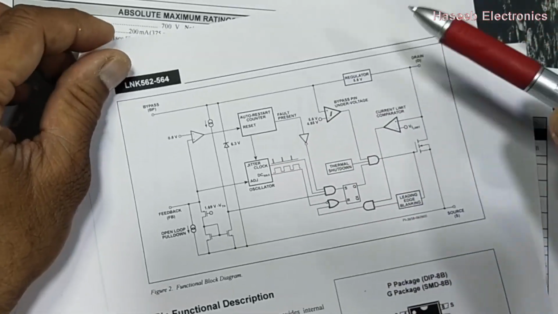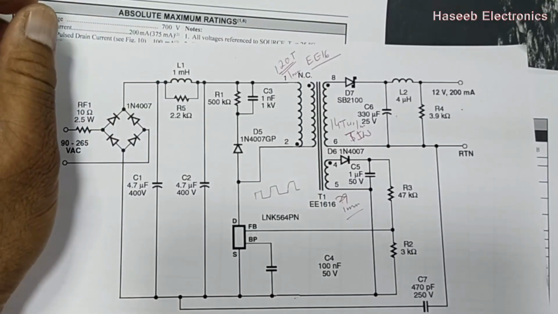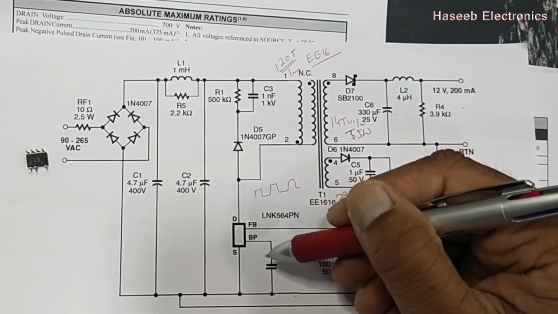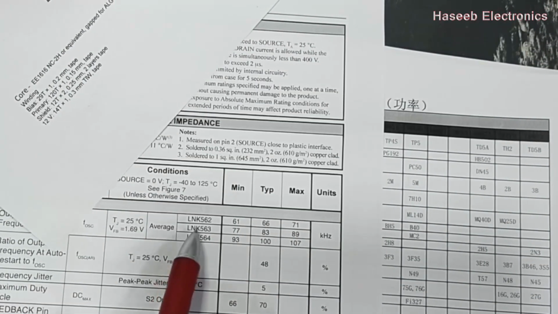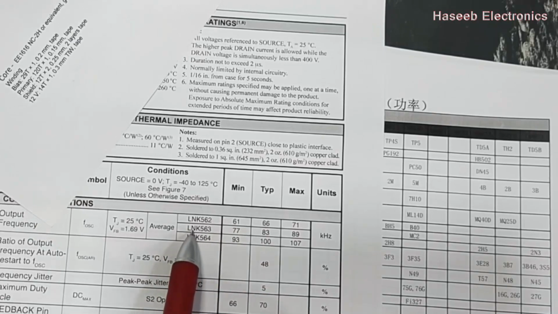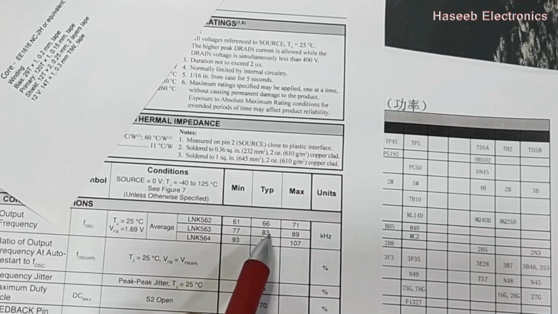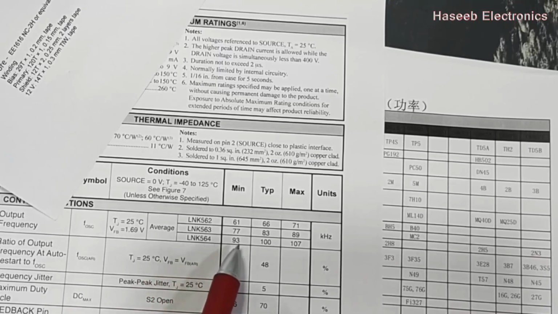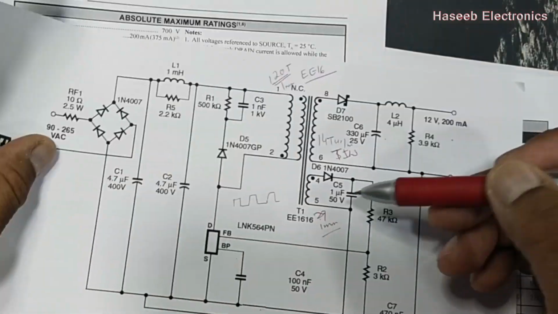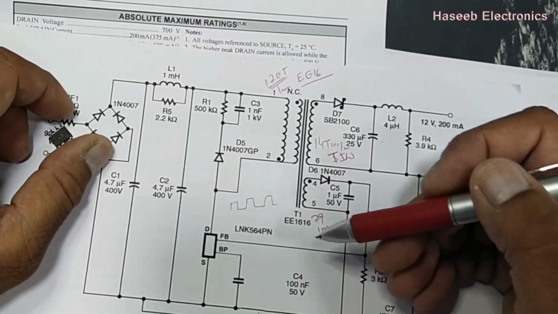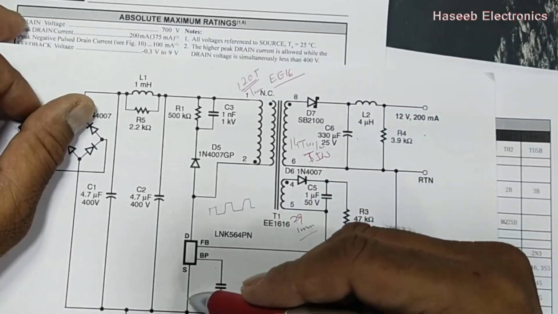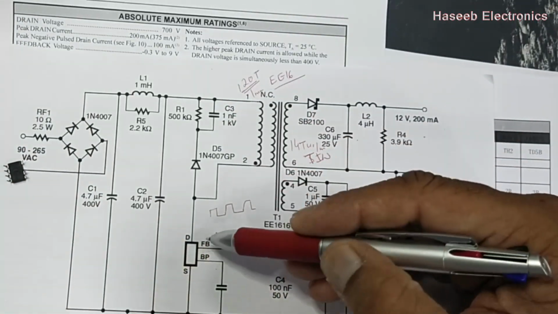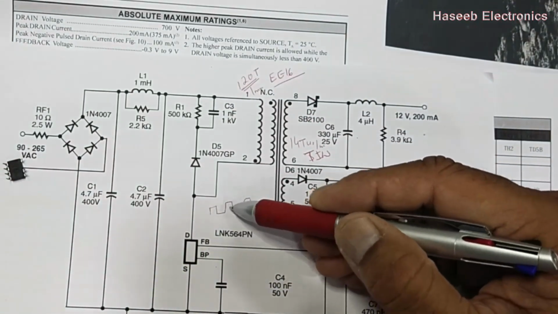When it starts switching, this IC LNK564 is working at 100 kilohertz. If we are using LNK562, that is 66 kilohertz. If we are using LNK563, that is 83 kilohertz. In case of LNK564, that is 100 kilohertz. So it will start switching at 100 kilohertz. We can say it will switch this ground line to the transformer, because the transformer has positive voltage. So it will switch the pulses here.